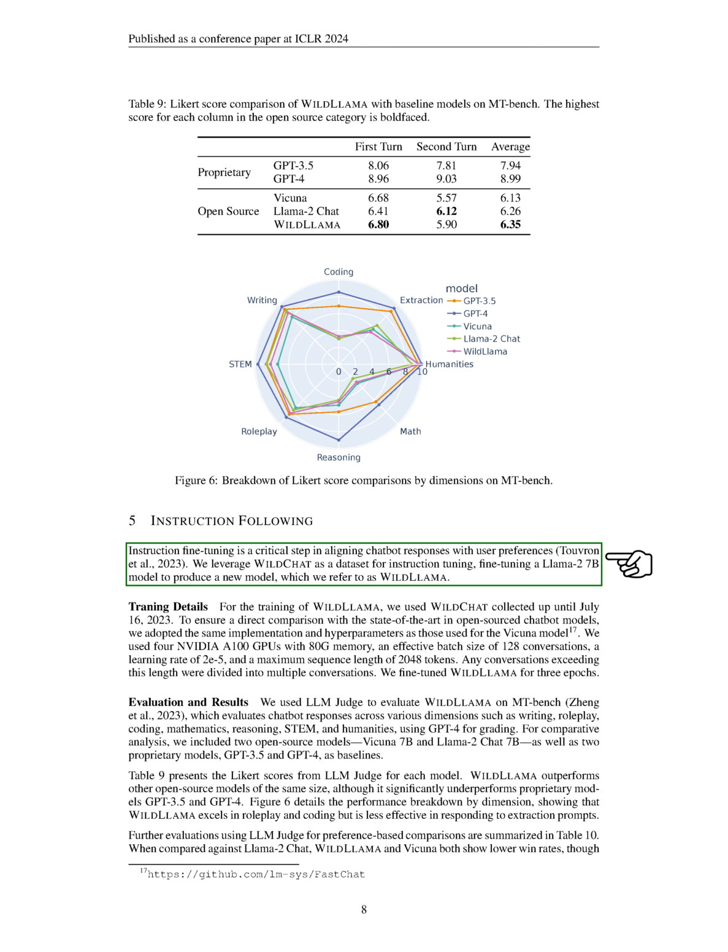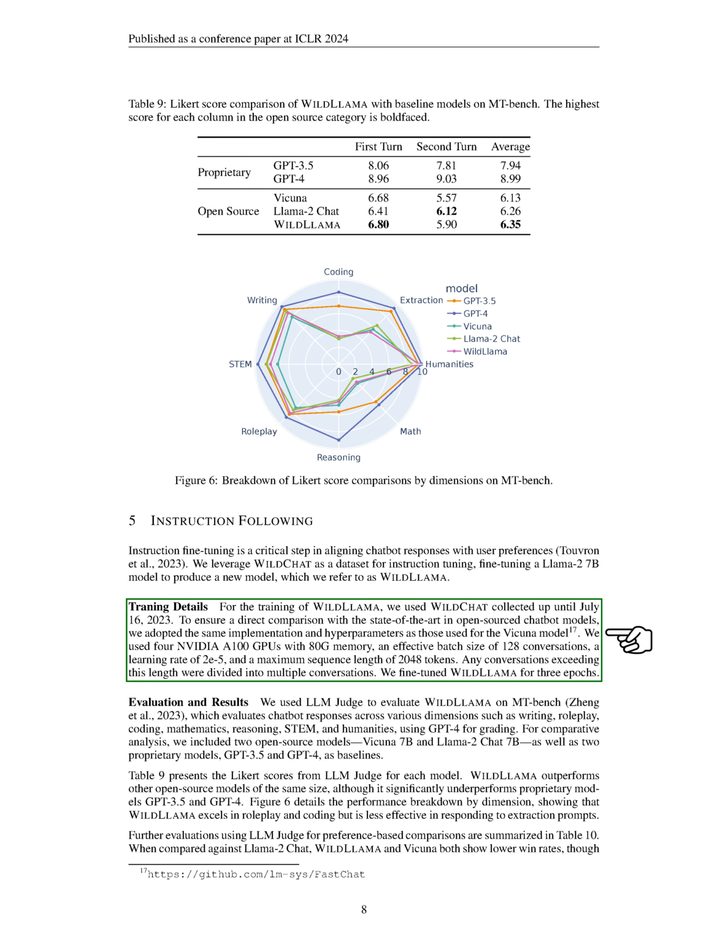Furthermore, we focused on fine-tuning chatbot responses to align with user preferences through instruction following. Using the WILDCHAT dataset, we fine-tuned a Llama 2.7b model to create a new model called WILDLLAMA. For training WILDLLAMA, we utilized data collected until July 16, 2023, and followed similar procedures as the Vicuña model. We fine-tuned WILDLLAMA using specific parameters and hardware for 3 epochs.